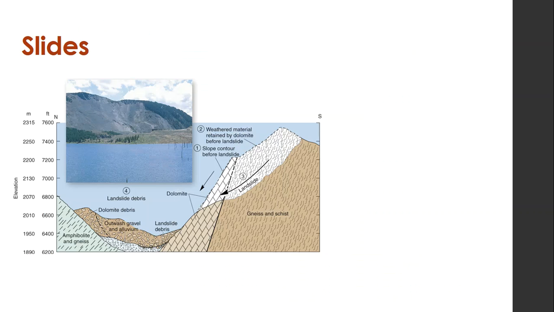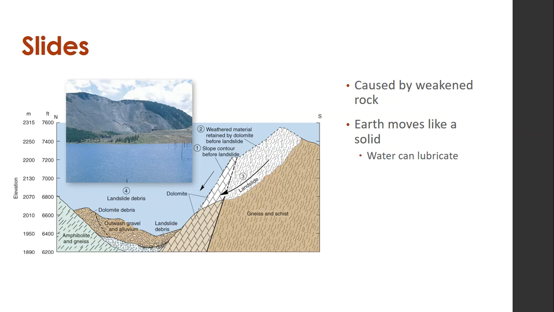The next is slides. This is caused by weakened rock, and the earth then moves like a solid. So it's not moving like water in this case, it's moving like one solid block. You can see a slide that happened here. This whole hillside came down. And so here's an example of a landslide, right? Everything comes down together as one big solid piece. Water can help with this. It can lubricate it and allow it to happen quickly, but it's not flowing like water.